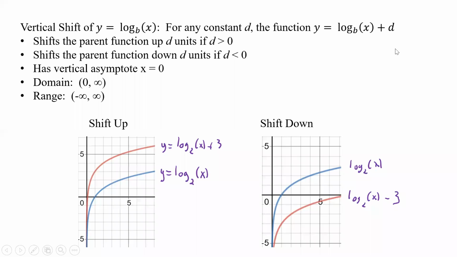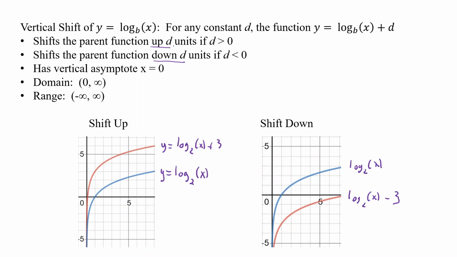All right, so we did horizontal shifts, so now let's do vertical shifts. Again, we're going to start with our base function, log base b of x. Now for any constant d, the function is going to be log base b of x plus d. If d is positive, we're going to shift up d units. If d is negative, we're going to go down d units.